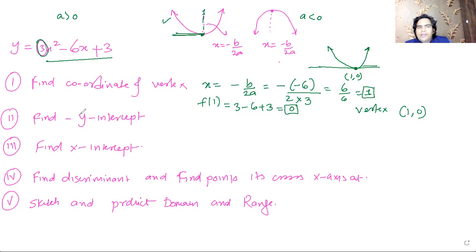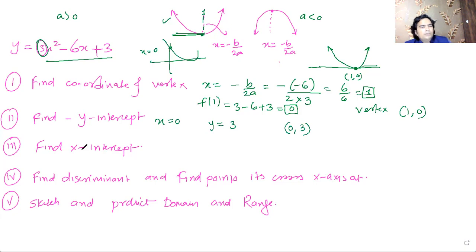So the y-intercept. For the y-intercept, you plug in x as 0, because at any point where the graph cuts the y-axis, the x coordinate is 0. If I plug in x as 0, you get the y coordinate as 3, because 3 times 0 minus 6 times 0 plus 3. So it's going to be at 0 comma 3. That's your y-intercept.